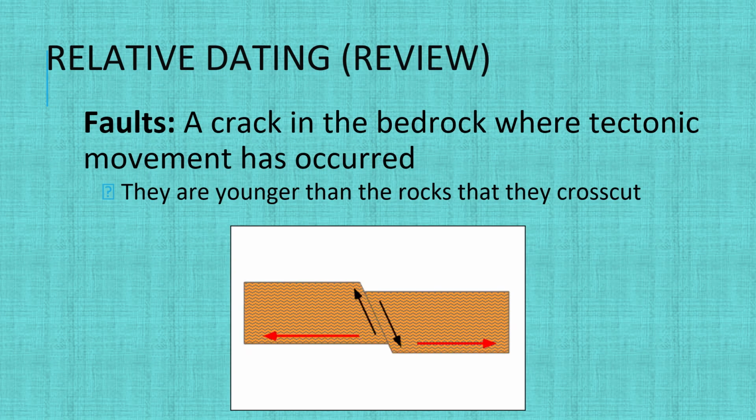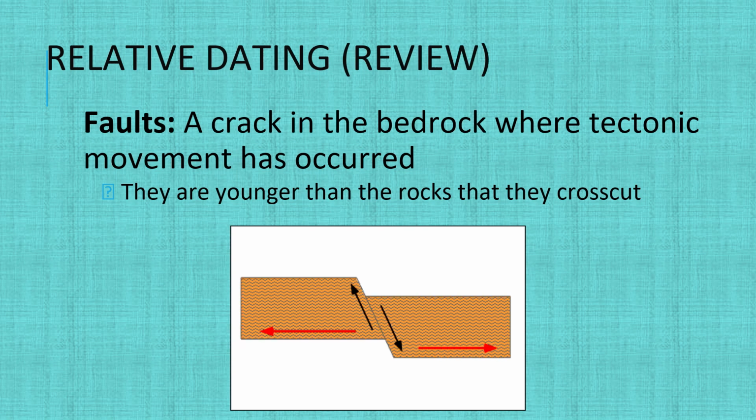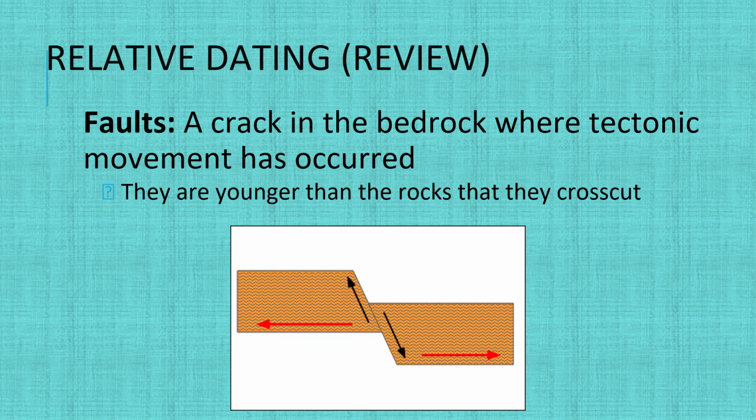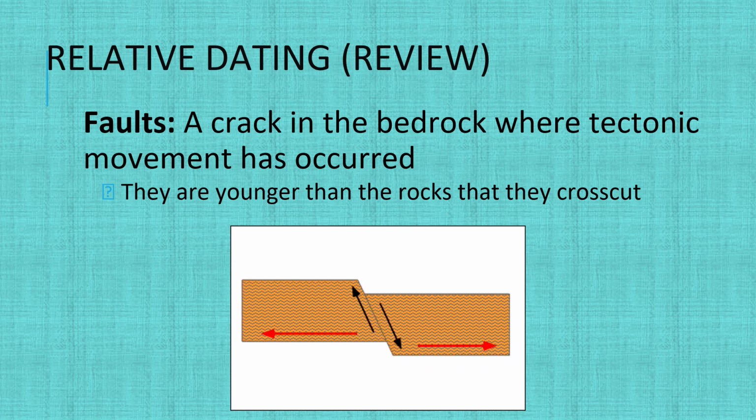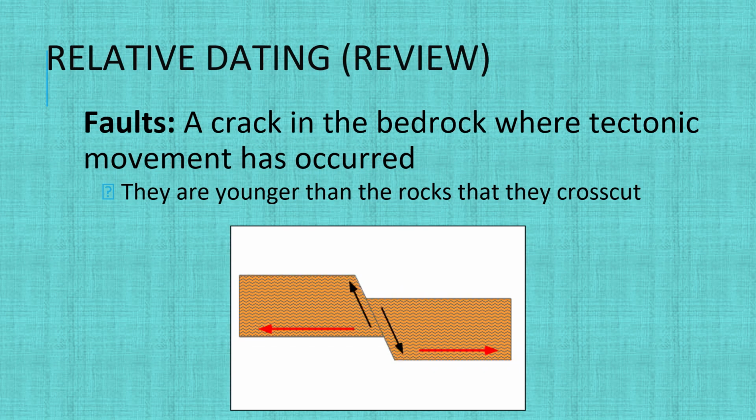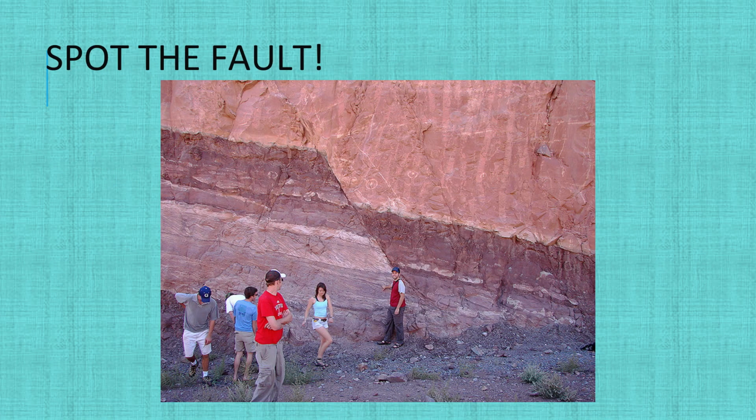All right, faults. Cracks in the bedrock where tectonic movement has occurred also have to be younger than the rocks that they cross-cut, right? And this makes sense. You can't have a fault in rock that is not there already, right? And they can look very cool. We have this one here, probably a normal fault, but you can see this darker layer has dropped right along this line.